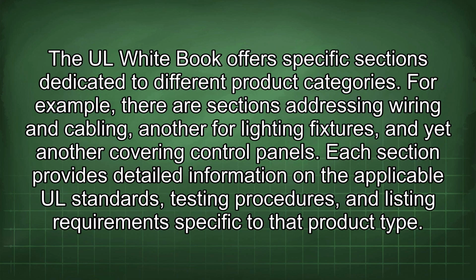The UL White Book offers specific sections dedicated to different product categories. For example, there are sections addressing wiring and cabling, another for lighting fixtures, and yet another covering control panels. Each section provides detailed information on the applicable UL standards, testing procedures, and listing requirements specific to that product type.